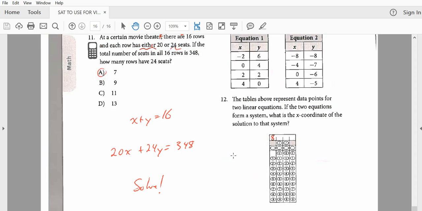So we have our total set of rows, x plus y, and then our 20 versus 24 seat rows. Pick a variable, solve for it. You can use substitution here if we solve for x or y, or we could use elimination. Either way is cool.